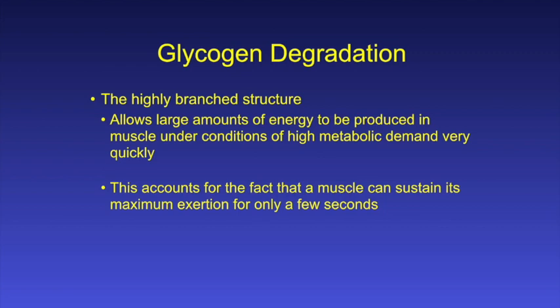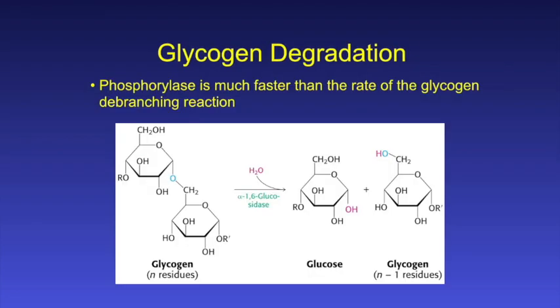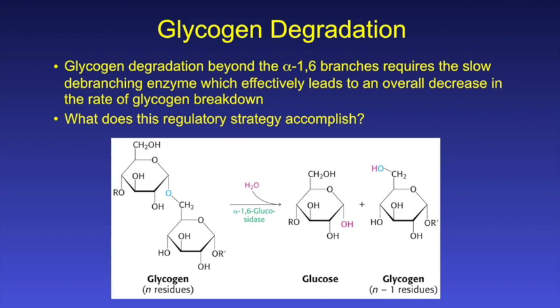Okay? So it accounts for the fact that the muscle can sustain maximum effort for just a few seconds only. Now, phosphorylase is much faster than the rate of debranching. There's a slide right there for it. Okay? And the strategy is that I access enough energy very quickly, but don't use up all of my energy.